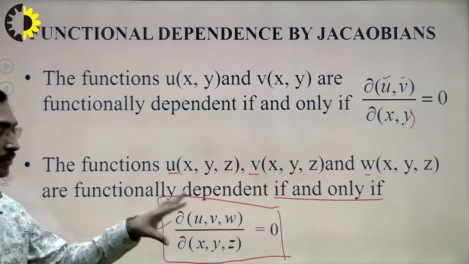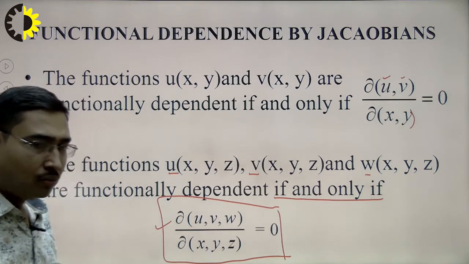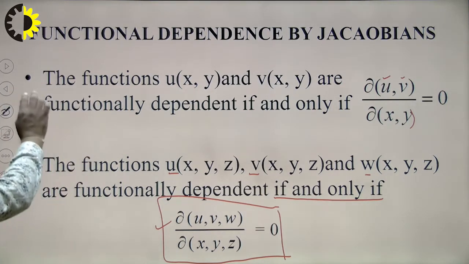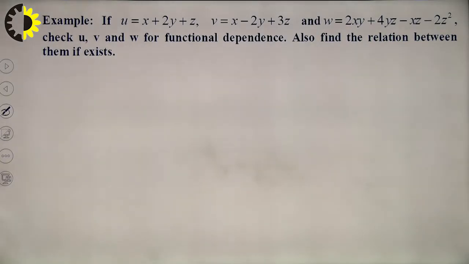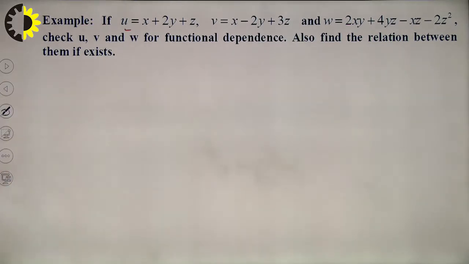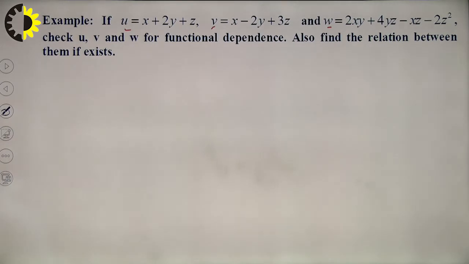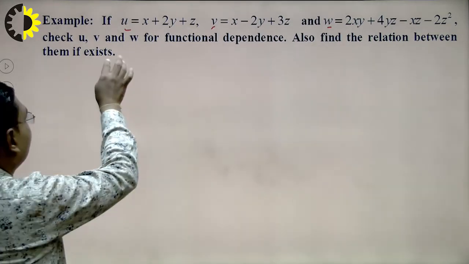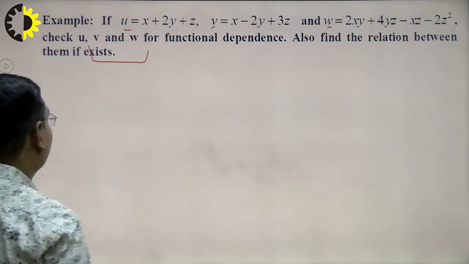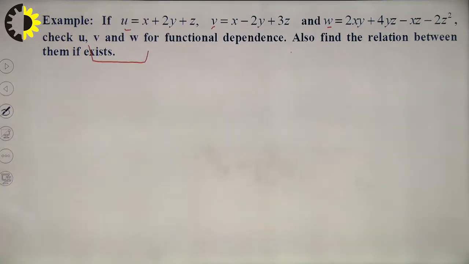We shall just calculate the Jacobian. If the value of the Jacobian is 0, then the functions are functionally dependent, otherwise not. Now, we take an example to understand the procedure. The example says: if u equals x plus 2y plus z, v equals x minus 2y plus 3z, and w is 2xy plus 4yz minus xz minus 2z square, check u, v and w for functional dependence. Also, find the relation between them if it exists.